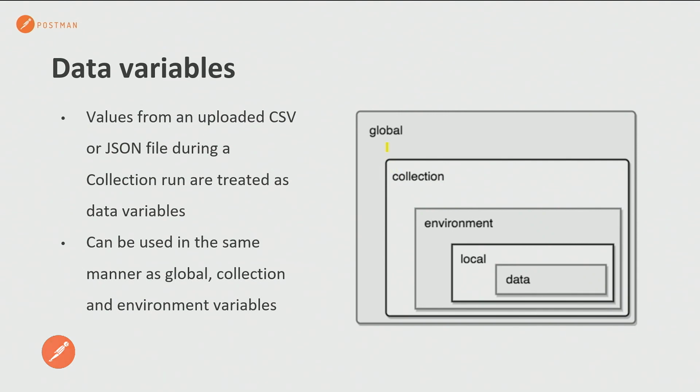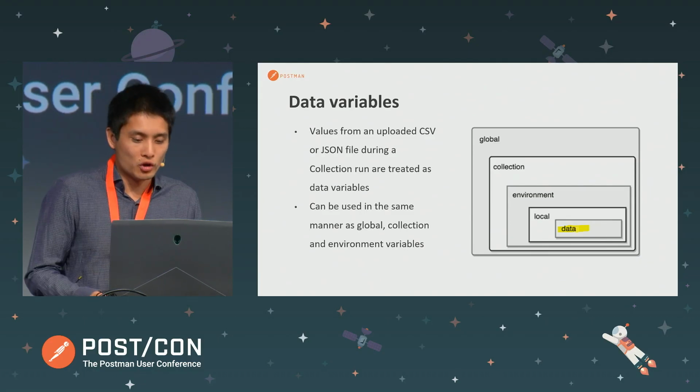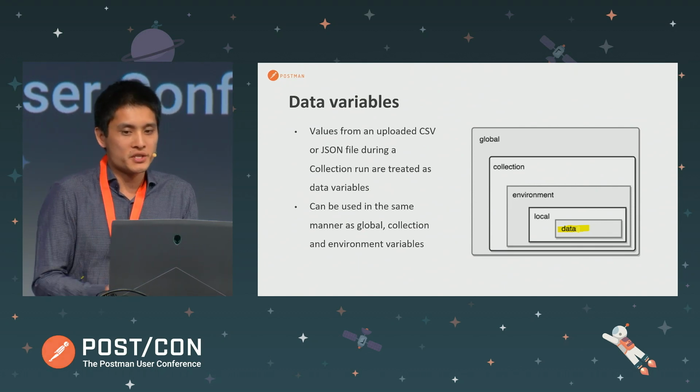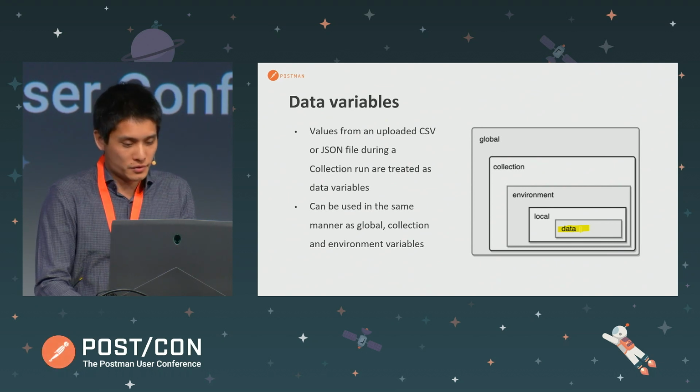Now, during the fundamentals session this morning, I talked about different scoping levels for our variables: global, collection, environment, local, and data. The values from your CSV and JSON file during a collection run are treated as data level variables. So that's the narrowest scope. And the variables are used in the same manner as your global or your collection and your environment variables, except being a data variable, it'll take precedence over those other levels.